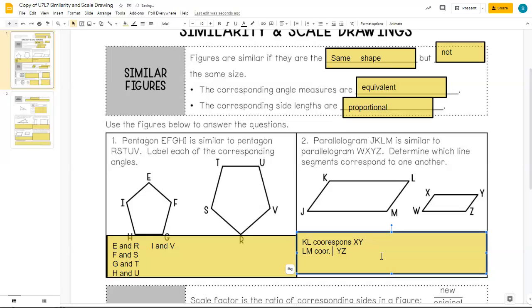And there's a little abbreviation for corresponds to. Alright, we've got MJ corresponds to ZW. And JK corresponds to, oh, those are CORR. I got all those wrong. WX. Alright. That was right above me. I should have just read it to spell it.